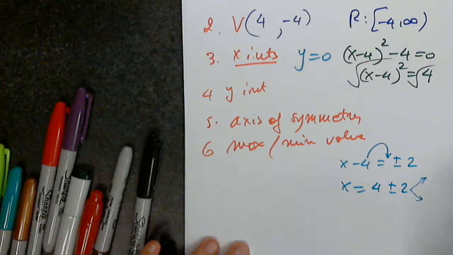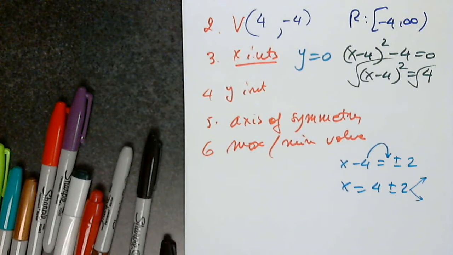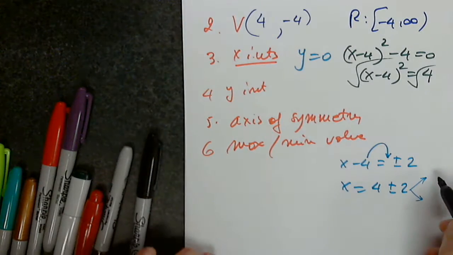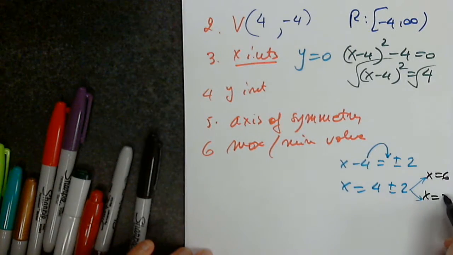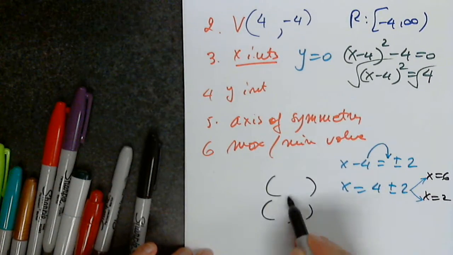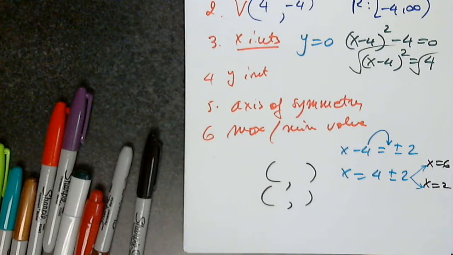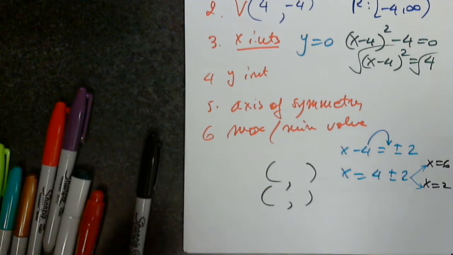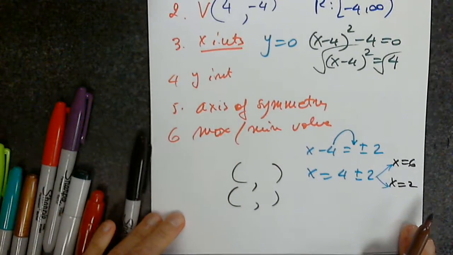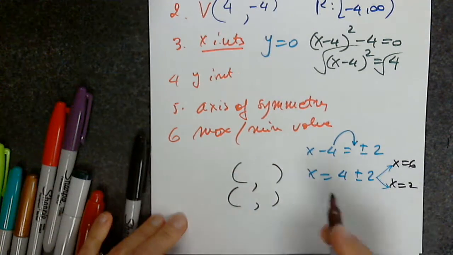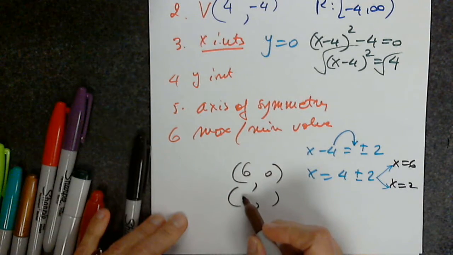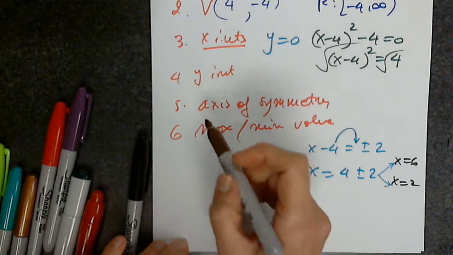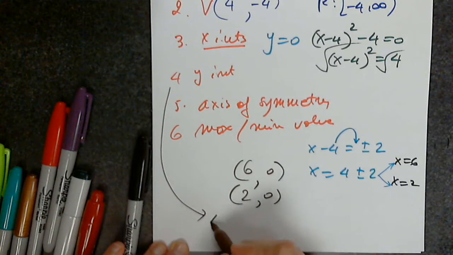So then there are 2 options for x. What are the options for x? Very good. X equals 6 and x equals 2. So what are the ordered pairs that we will plot as x-intercepts? 6, 0 and 2, 0. Good. Now we are in step 4.